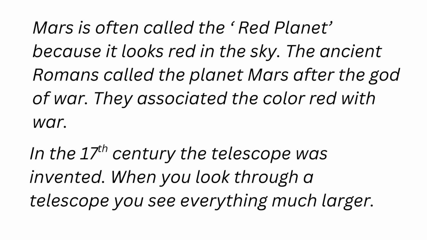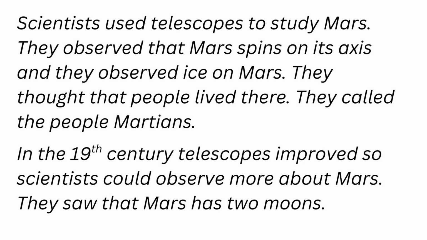In the 17th century, the telescope was invented. When you look through a telescope, you see everything much larger. Scientists use telescopes to study Mars. They observed that Mars spins on its axis and they observed ice on Mars. They thought that people lived there. They called the people Martians. In the 19th century, telescopes improved, so scientists could observe more about Mars. They saw that Mars has 2 moons.